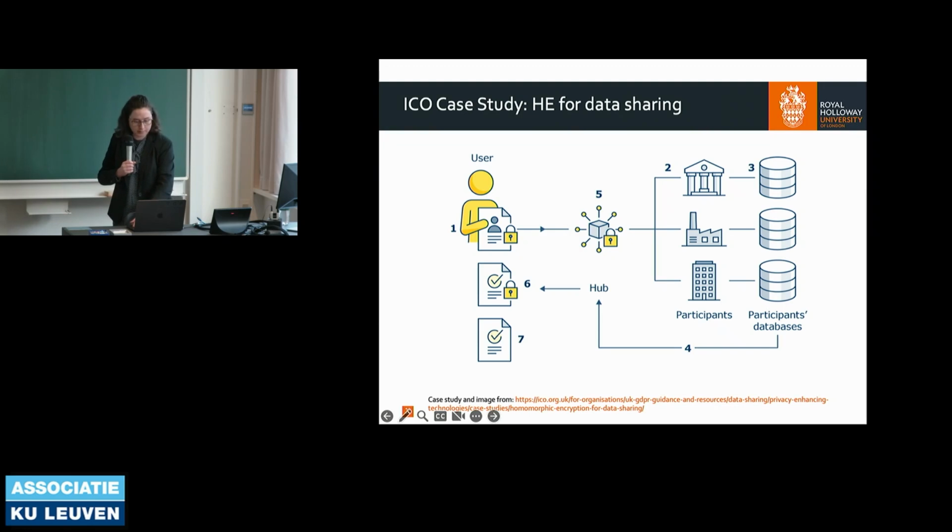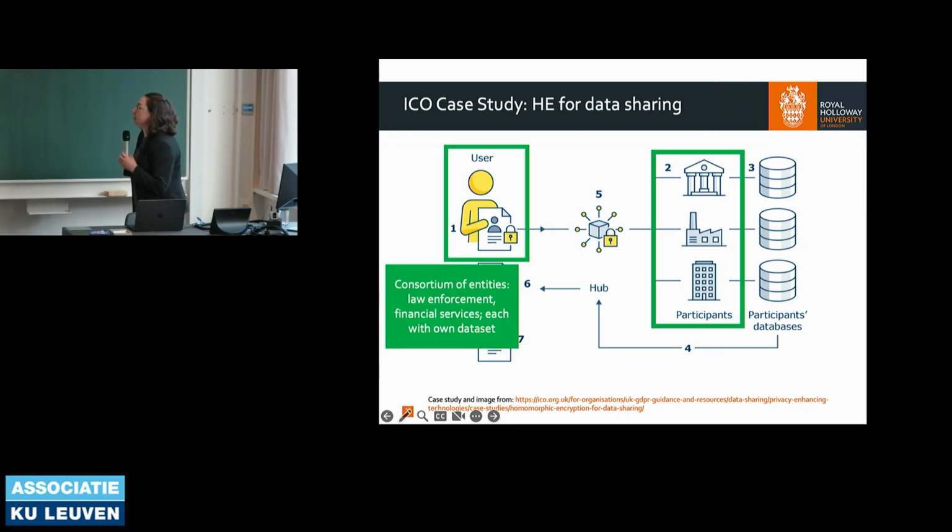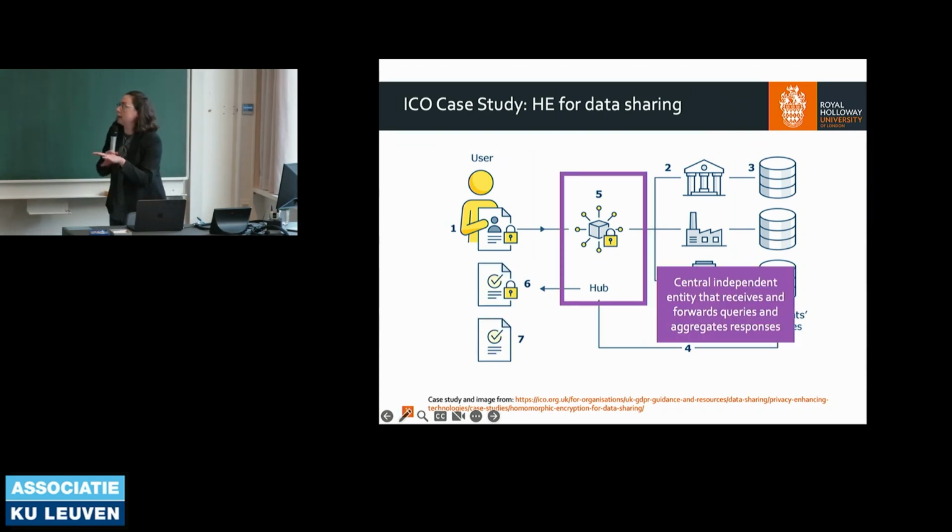So a bit more detail about who these people are in the picture. There's this consortium of entities, maybe different financial organizations like banks, maybe law enforcement agencies as well. Each of the entities has their own data set of customers or other data. And maybe one of them is a specific user in the example who wants to find out information from the other participants' data sets that's useful to answering a question that they have. There's also a central entity here called the hub, whose role is to act as an interface between the user and the other consortium members by forwarding on the query and then aggregating the responses from each of the other participants and sending back to the user.